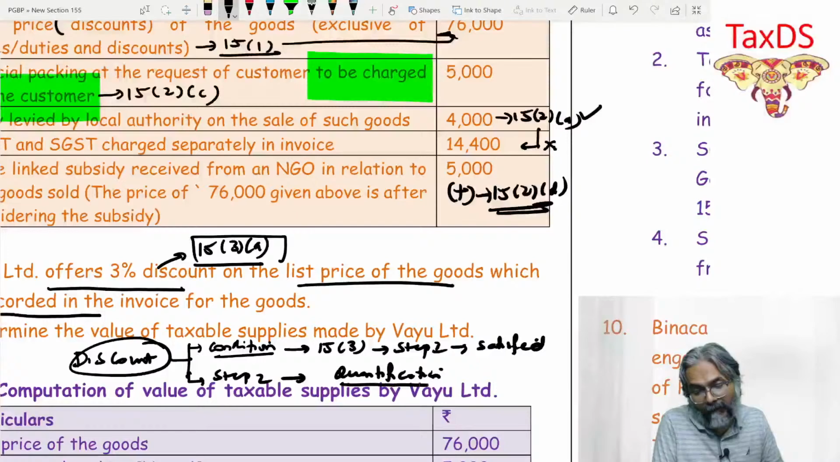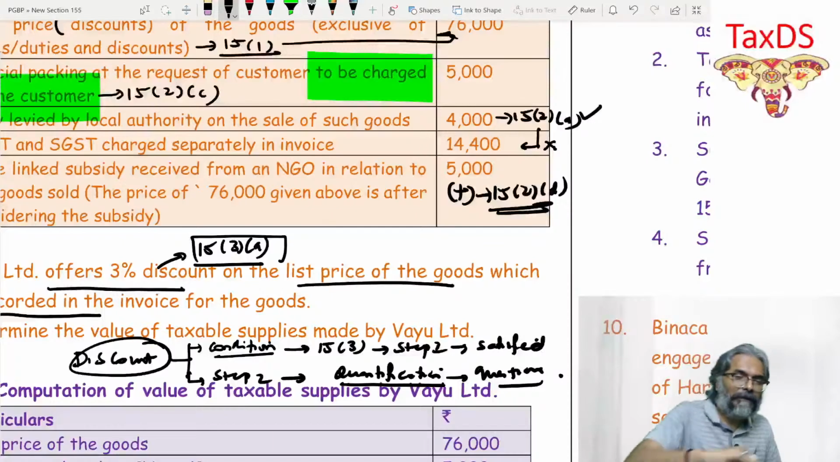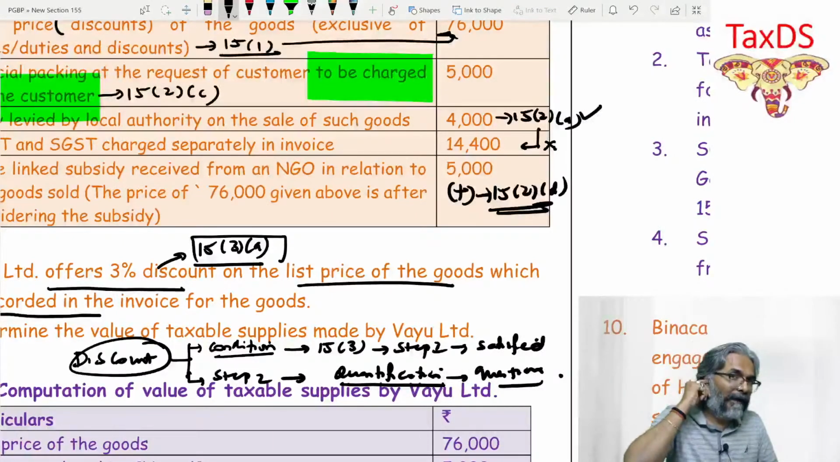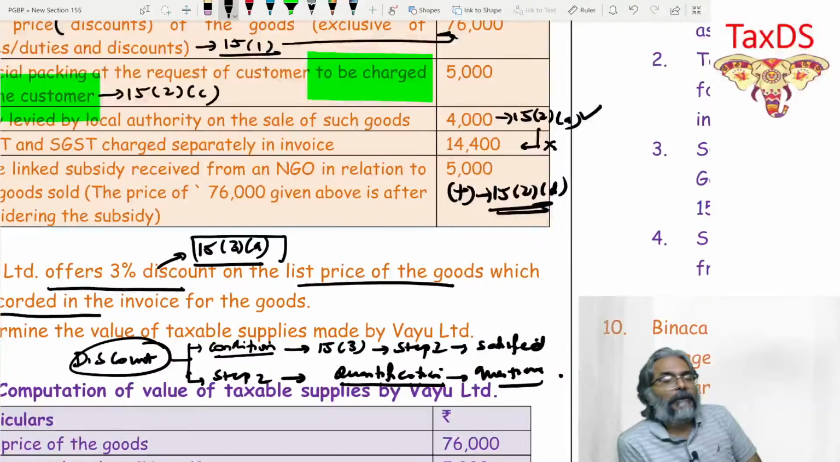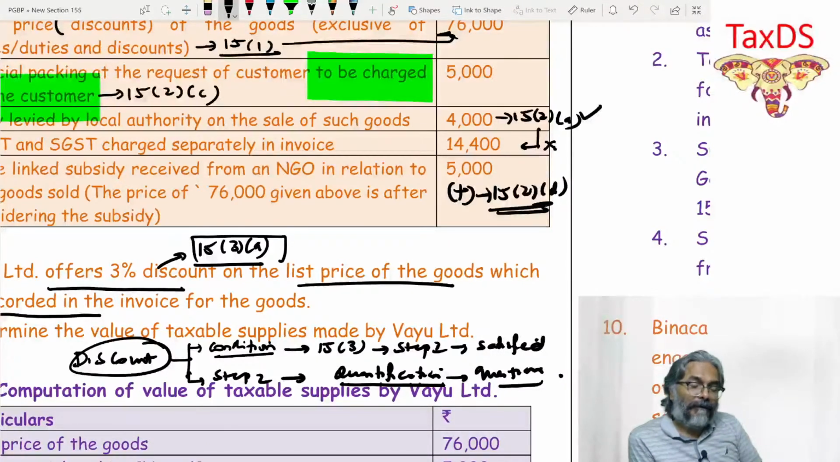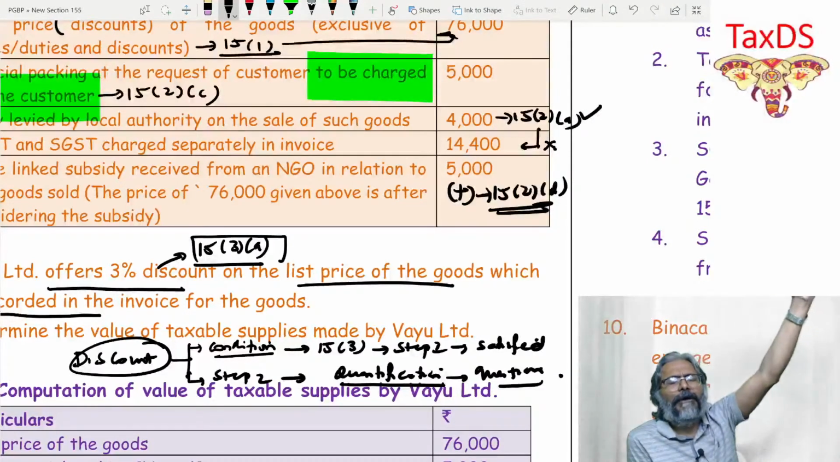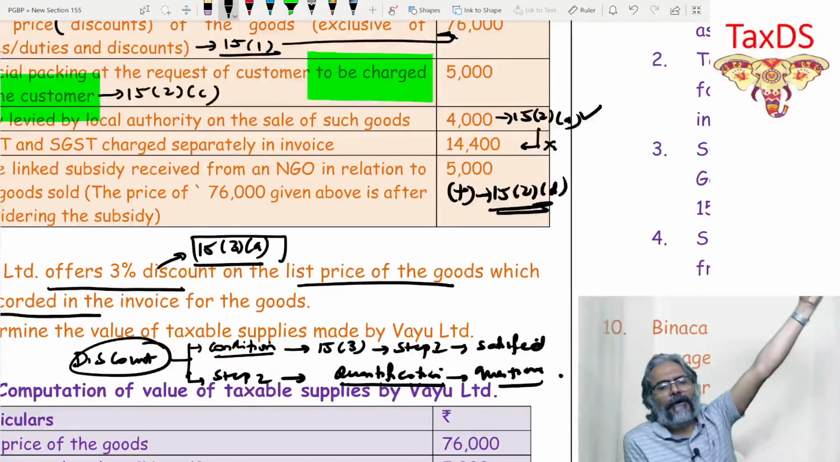The quantification will depend upon what? Upon the question itself. Check the question very carefully, students. Discount has its own variety. You will find what kind of variety in the subsequent questions of this particular topic. Varieties are there, students. As far as a discount is concerned, when I have to quantify, 3% would be on what value? 3%, students, would be on what value?